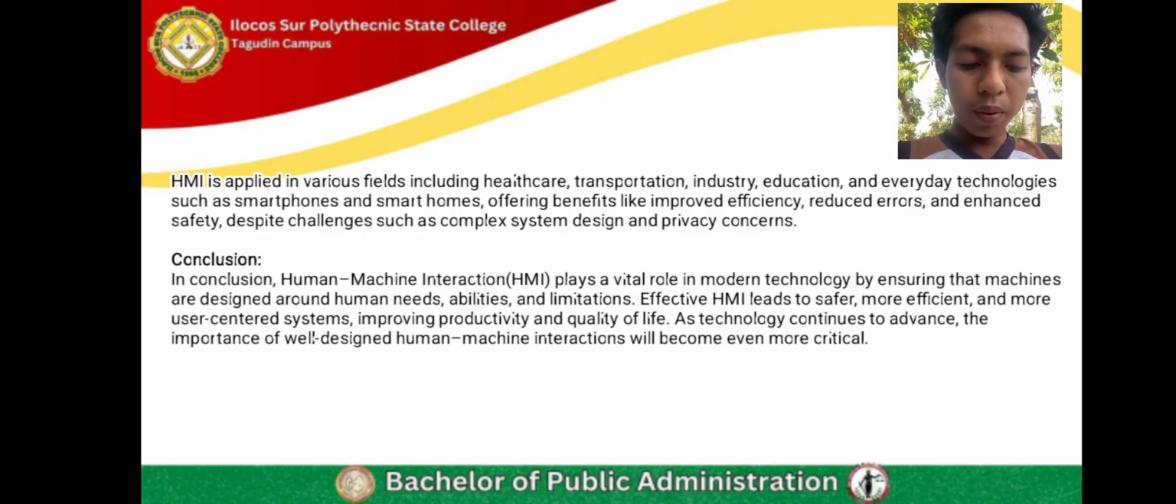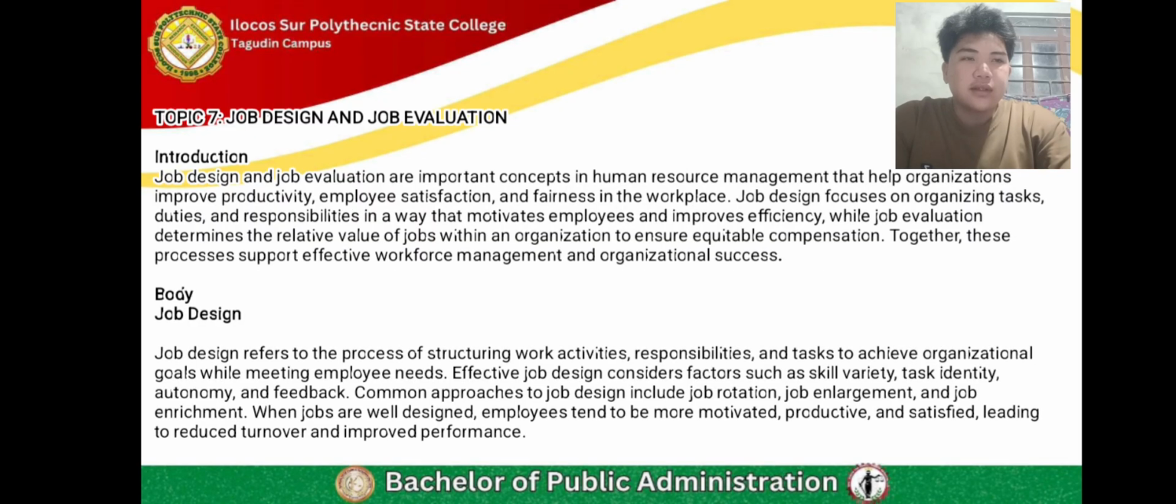It is used in many fields such as healthcare, transportation, industry, and smart technologies, improving efficiency and safety, although it also faces challenges like complex design and privacy issues. Overall, HMI is important because it ensures technology is designed around human needs, making systems more effective, accessible, and comfortable to use. Job design and job evaluation.